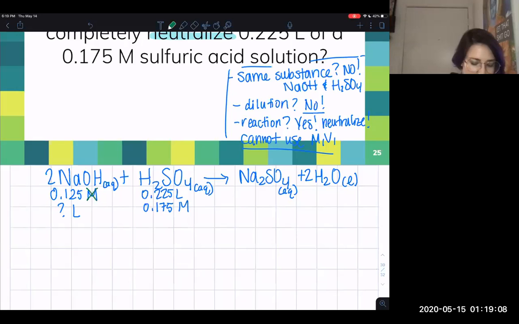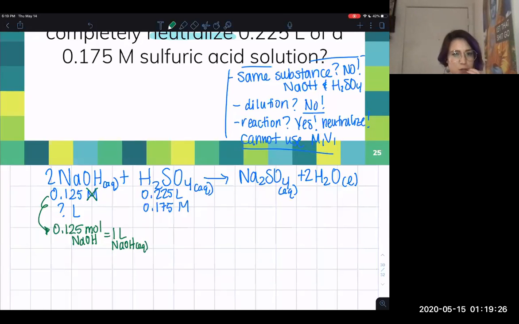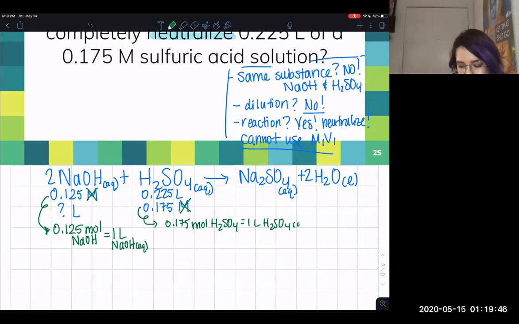Let's turn this molarity into a conversion. I can't handle this molarity pretending like it's 1 unit. What a faker. So moles of sodium hydroxide equals 1 liter of sodium hydroxide solution. You don't have to use the aqueous when we're doing the math, but it keeps your moles and your liters of the same solution. Then for sulfuric, 1 mole of sulfuric equals 1 liter of sulfuric solution. Again, I'm putting aqueous here to indicate solution. We can drop that aqueous when we do the math.